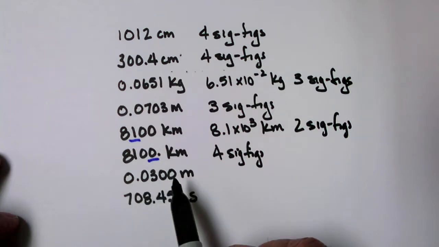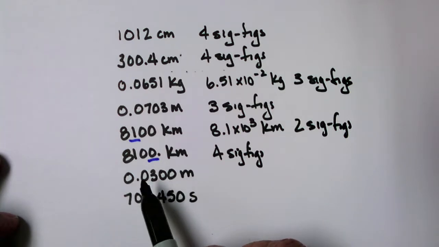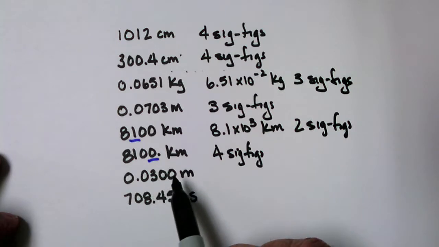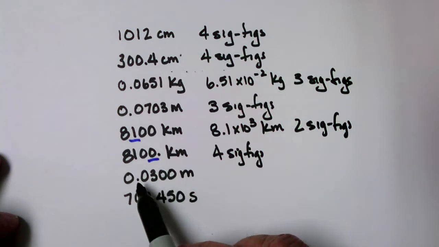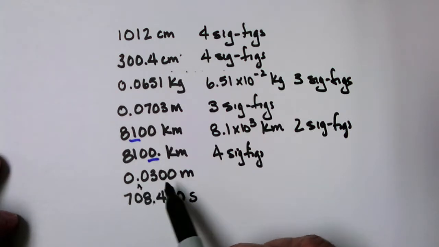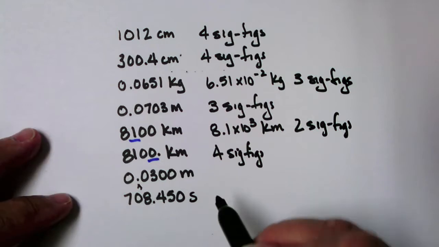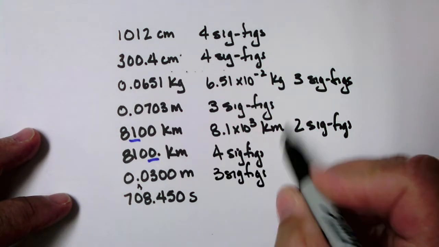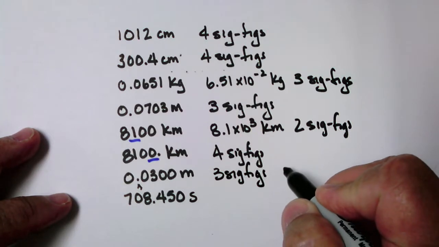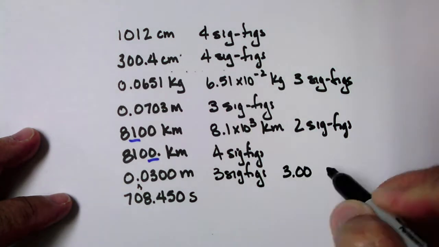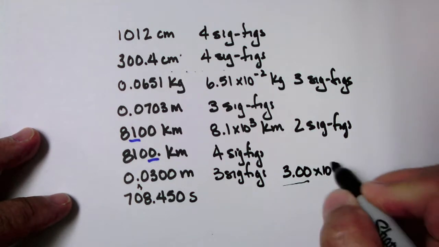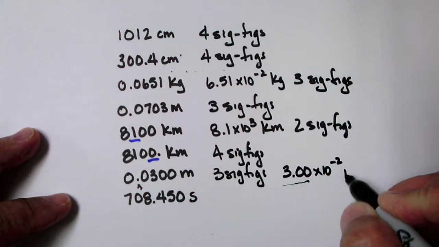All right, moving on to the next one. We've got some leading zeros. Those aren't significant. We've got the 3. We've got 2 trailing zeros. And because we've got the decimal point there, that means that those trailing zeros are significant. So we have 3 significant figures here. If we were to write this in scientific notation, we would write it as 3.00, so we have the proper number of significant figures, times 10 to the minus 2 meters.